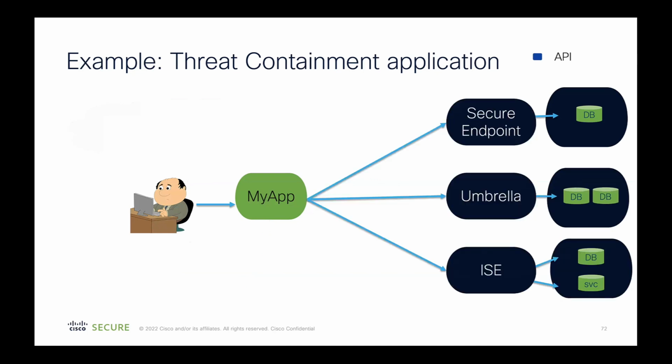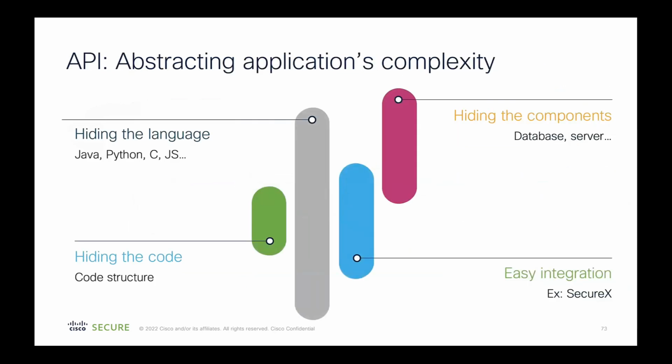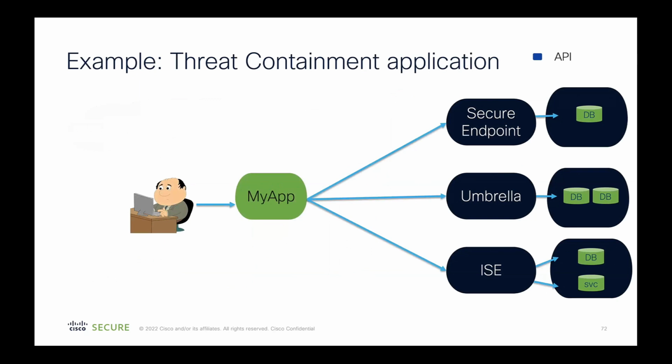I'll need to fix the animation on that one. But if you look at it from an API perspective, the APIs sit on the outside and they're not labeled. That slide needs to be fixed. Our application just queries those APIs directly, and the application itself worries about everything on the back end. Secure Endpoint has multiple databases and services, and so does Identity Services Engine. But from our perspective, we don't care.